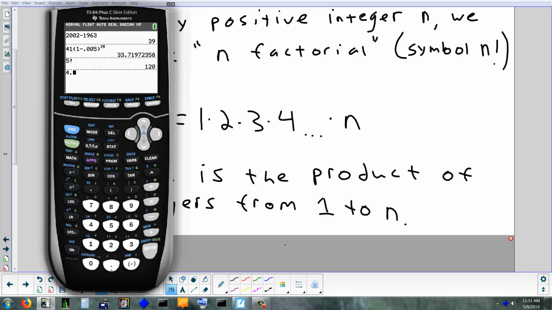So if you type in 4.5 factorial, you get some weird number. It has something to do with pi, I believe, but we don't really have to worry about decimal factorials. Okay, just integers. Now, what do you notice about factorials?